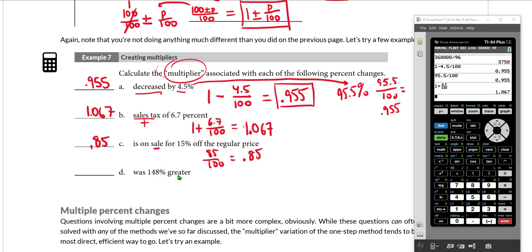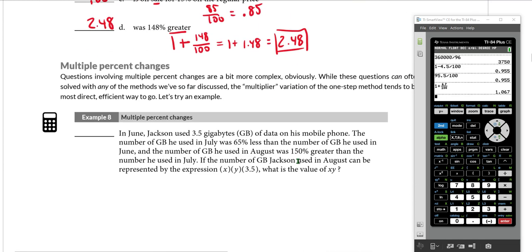If something is 148% greater than something else, this one's really tricky. A lot of students think the multiplier is 1.48, but if you actually follow the formula, which is why I'm giving it to you so that you don't make careless mistakes, it's 1 plus, okay, greater than, so we're increasing by that 148%. 148 over 100, that's 1 plus 148%, and what this is going to come out to is 1 plus 1.48. So your multiplier is actually going to be 2.48. You will be multiplying your initial value times 2.48 in order to increase by 148%. 2.48 is the multiplier.